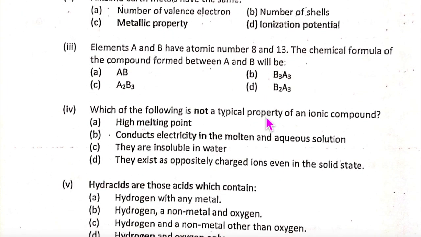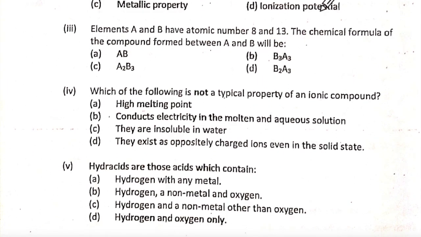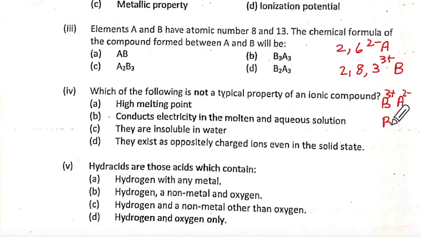You have to mark yourself, okay? A and B have atomic numbers 8 and 13. So the configurations are 2, 6 and 2, 8, 3. For the chemical formula, this will be 2 minus, this will be 3 plus. This is your A and this is your B. So it will be B 3 plus and A 2 minus. So the formula will be B2A3.